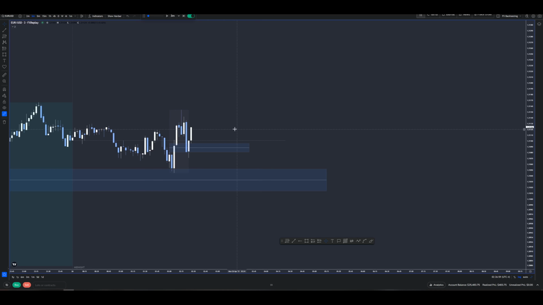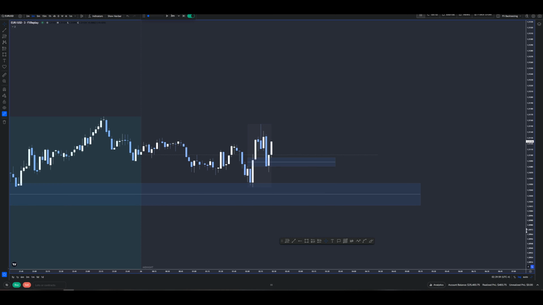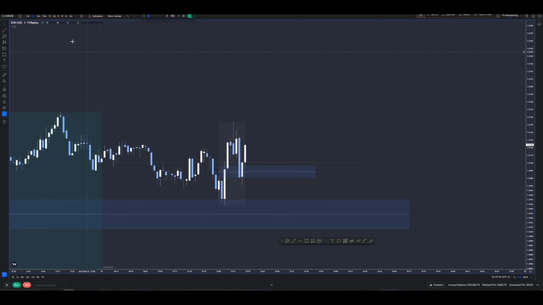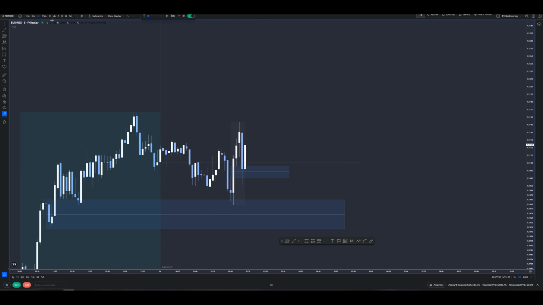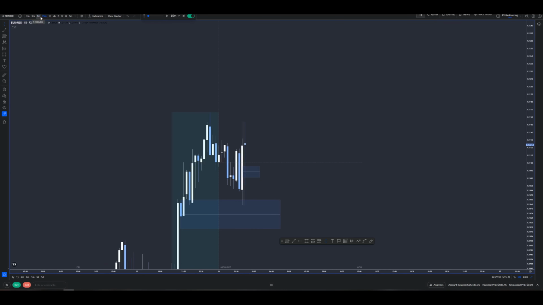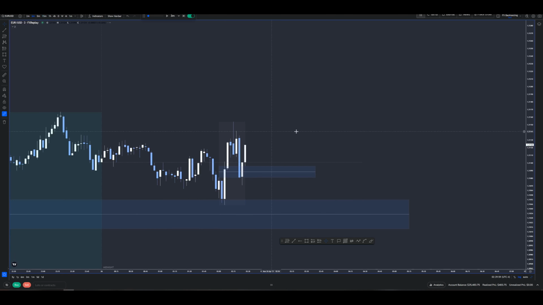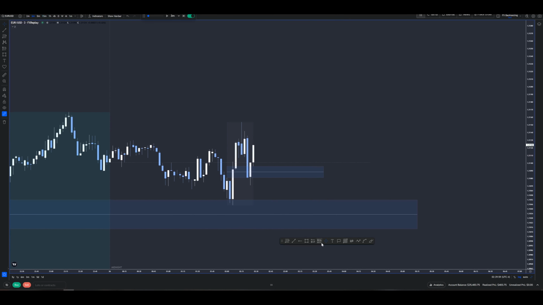I'm in a 3 minute. Okay, so yeah, what are you gonna do? This is a 5 minute fair value gap. On the 15, I don't really have anything, but we are very bullish, so I think it's gonna be a loss. But okay, let's see.